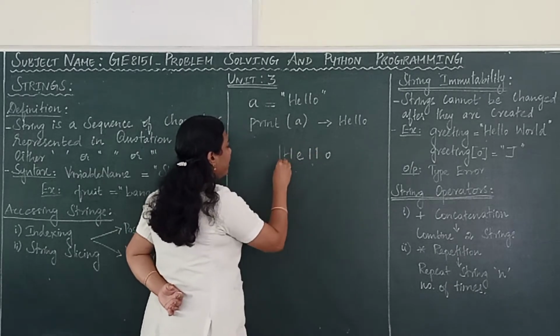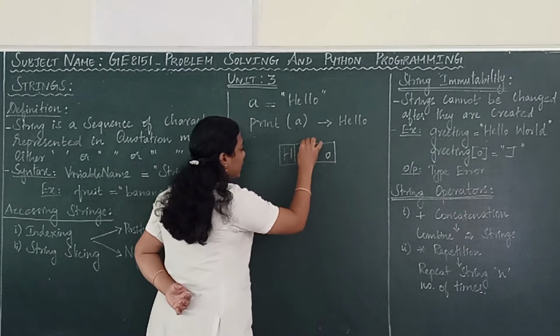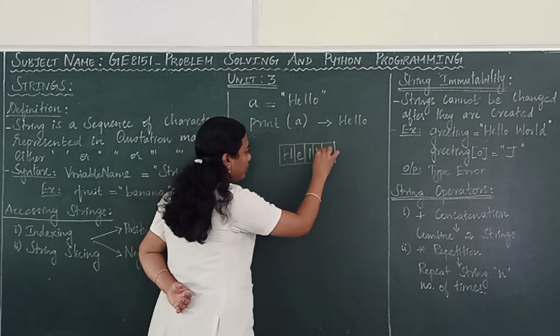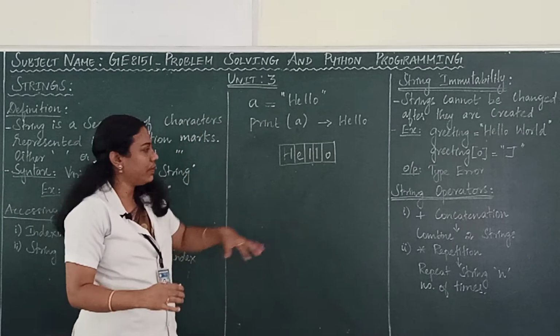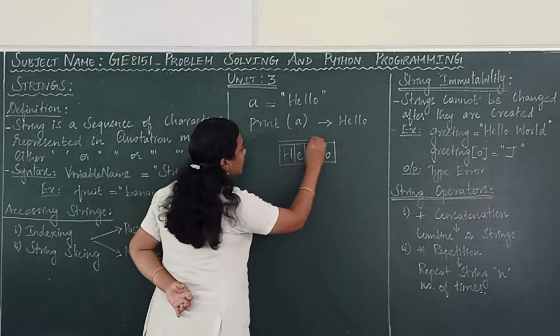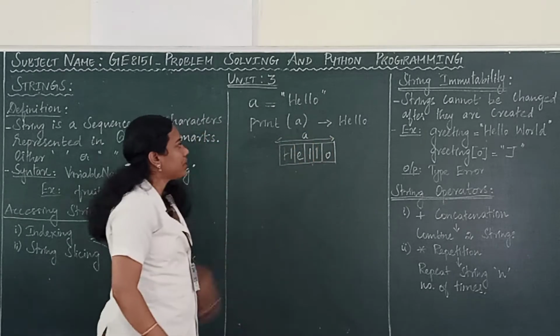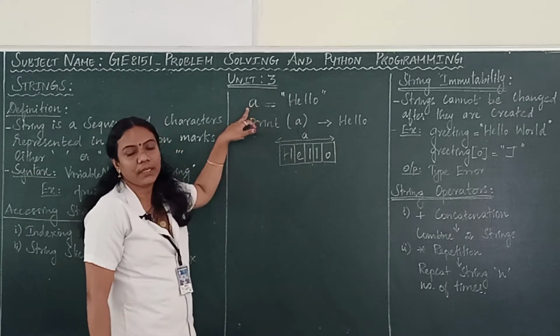So, it is a string. In order to represent the indexing value, we are assuming the continuous characters like this. On the whole, this complete string is represented by the name A. The string "hello" is stored within the variable name A.